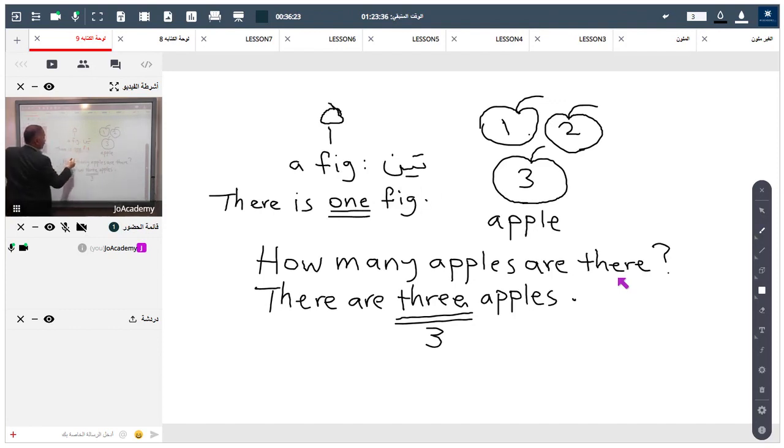With 1 we use is. With 2 or 3 we have to use are.